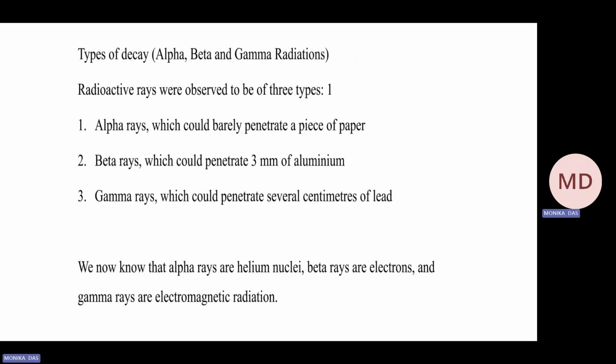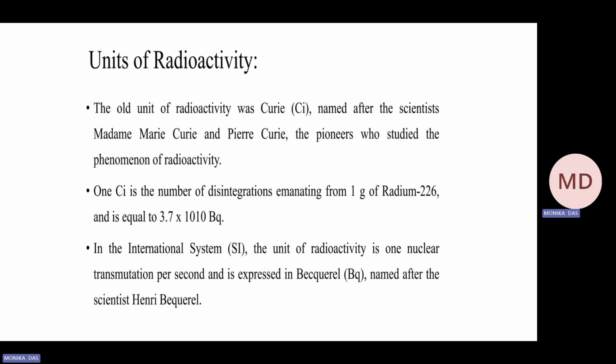So what happens in alpha rays, which could barely penetrate a piece of paper, beta rays which could penetrate 3 mm of aluminium, and gamma rays which could penetrate several centimeters of lead. We now know that alpha rays are helium nuclei, beta rays are electrons, and gamma rays are electromagnetic radiation. So accordingly, they work in their respective fields.